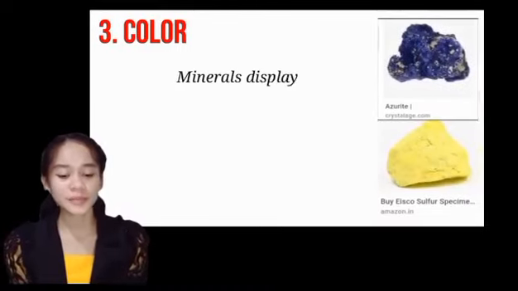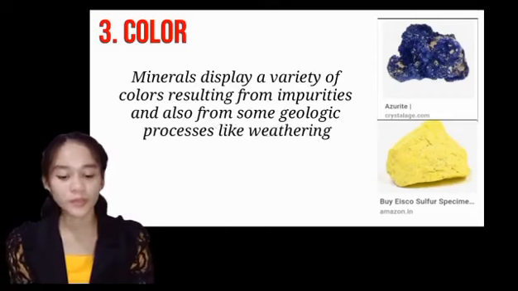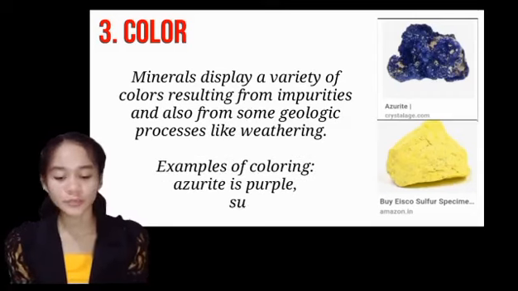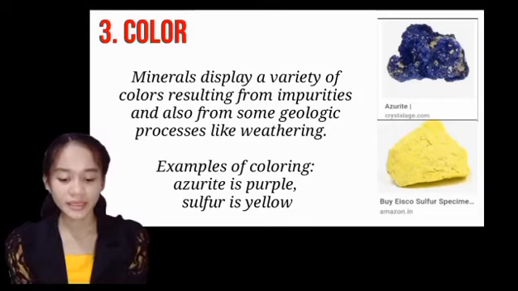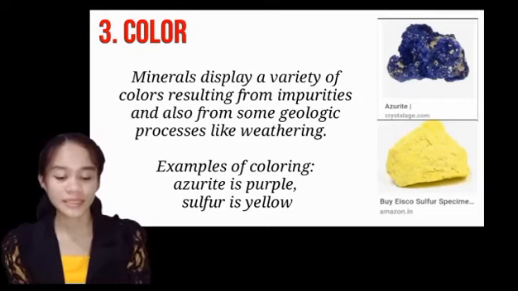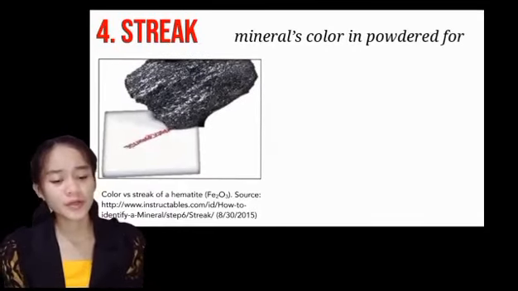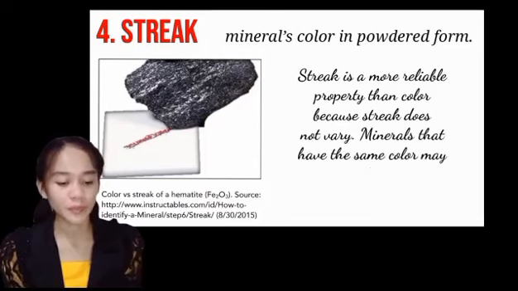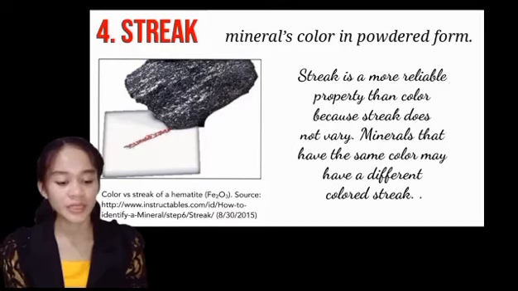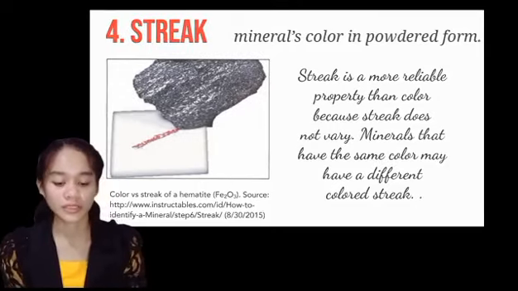Color. Minerals display a variety of colors resulting from impurities and also from some geologic processes like weathering. Examples of coloring: azurite is purple, sulfur is yellow. Streak. It is the mineral's color in powdered form. Streak is a more reliable property than color because streak does not vary. Minerals that have the same color may have different colored streaks.